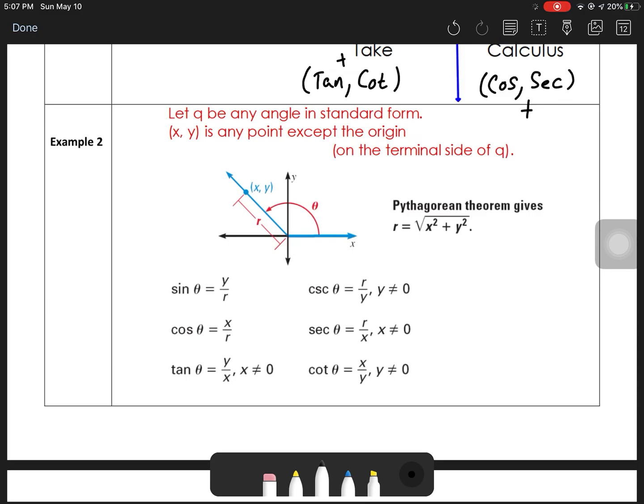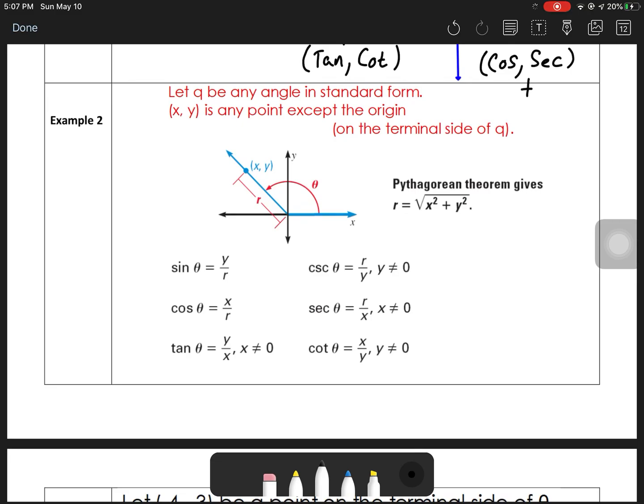All right, here's another diagram. Let theta be any angle measure in standard form. (x, y) is any point except the origin on the terminal side of theta. So x and y is just any coordinate pair. r is our radius, and what this always forms is a triangle. Notice we have the terminal side where x and y are. We can form a right triangle specifically with the x-axis. We're always able to do this.